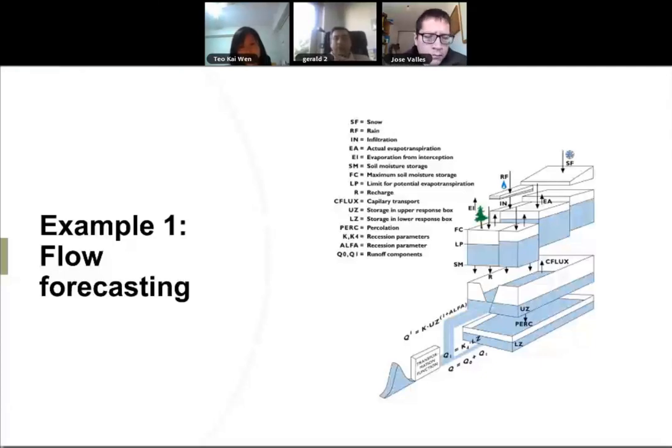The first one is flow forecasting. I mentioned it before. If someone wants to make a flow forecasting with physics, you could go with a very complex physically based model. Most of the time, flow forecasting systems work with conceptual simplified representations, even with statistical representations. And this is one conceptual model. And although it's one of the simplest models, it has many, many parameters.